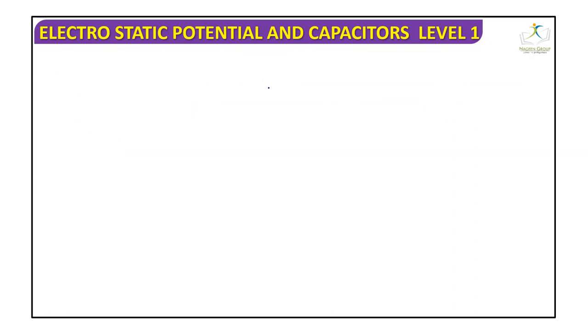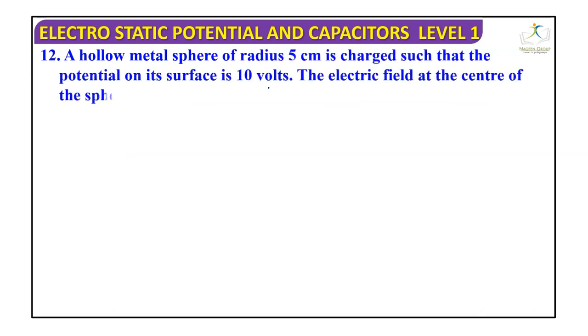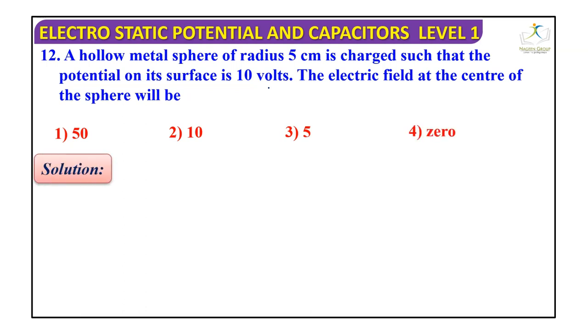Next we have a hollow metal sphere of radius 5 cm charged such that the potential on its surface is 10 volt. The electric field at the center of the sphere will be 15, 10, 5, 0. Move on to the solution part.